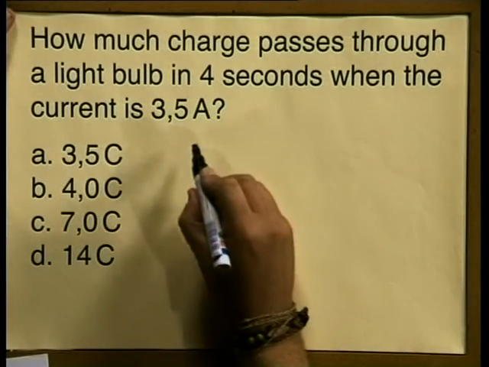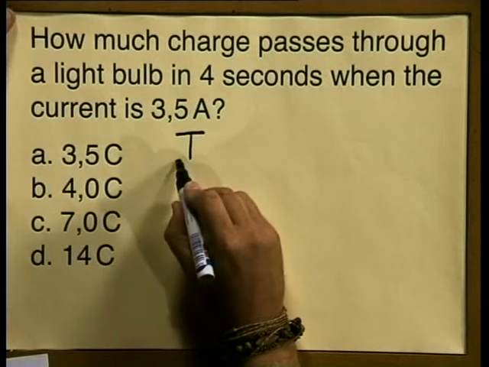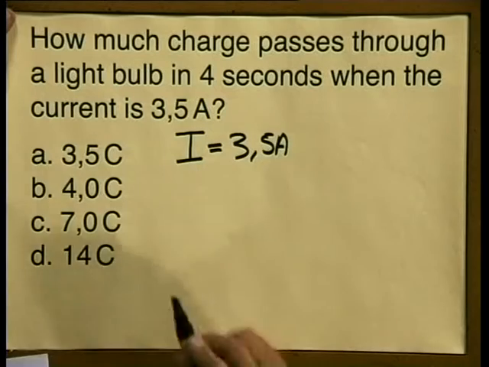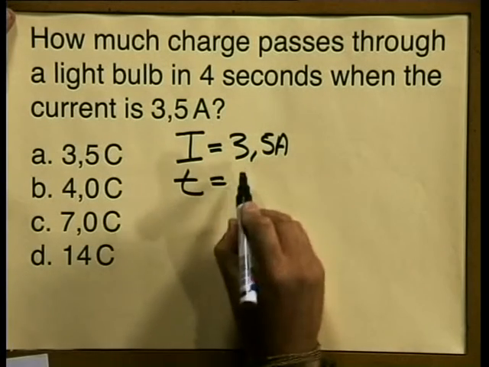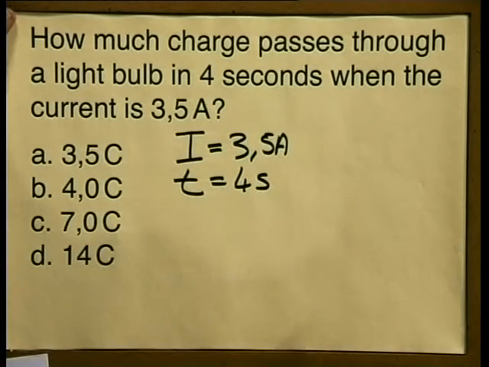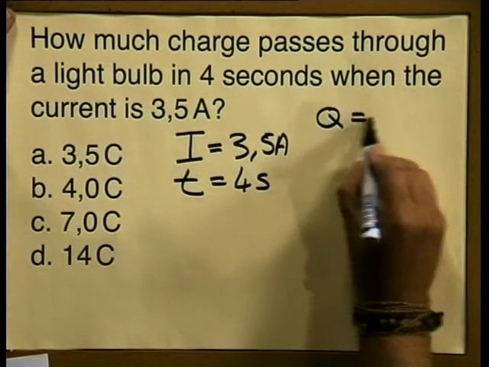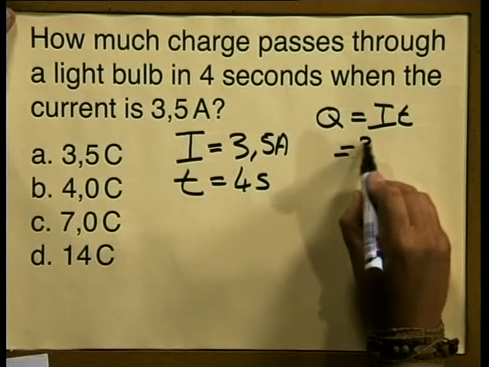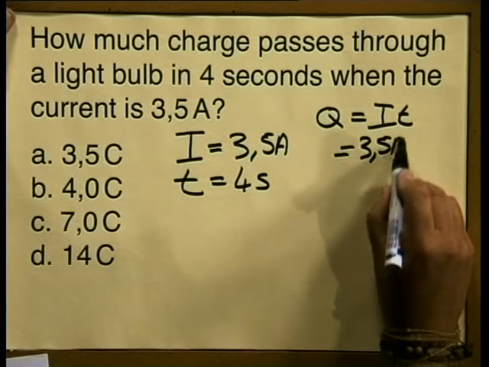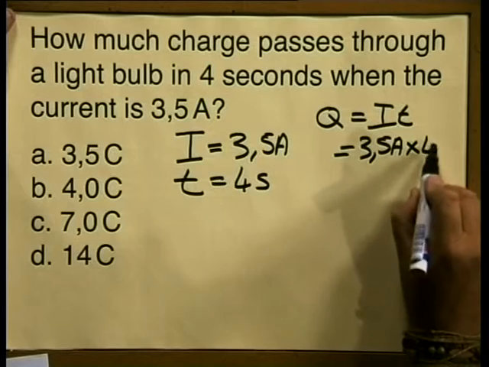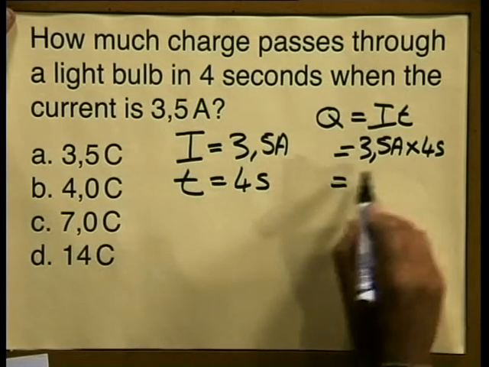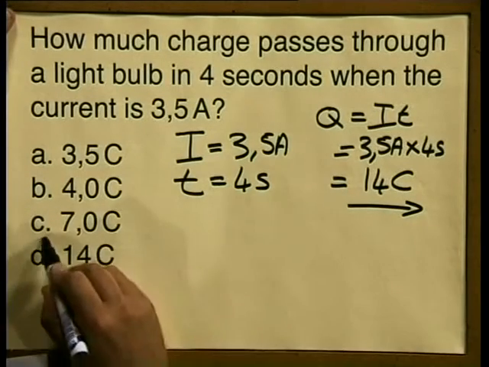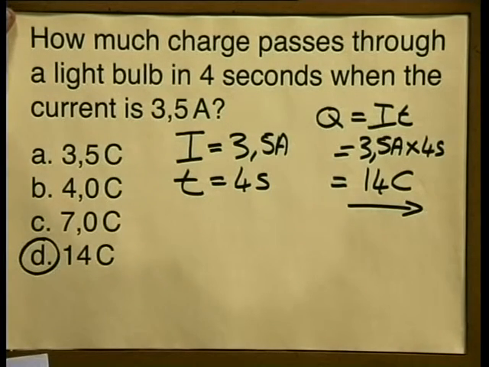Right, let's write down the information that we've been given. Current is 3,5 amperes and the time is 4 seconds. Let's take our equation Q is equal to I times T, substitute in our values 3,5 amperes multiplied by 4 seconds, and our answer works out to be 14 coulombs, which you can see corresponds to the letter D.